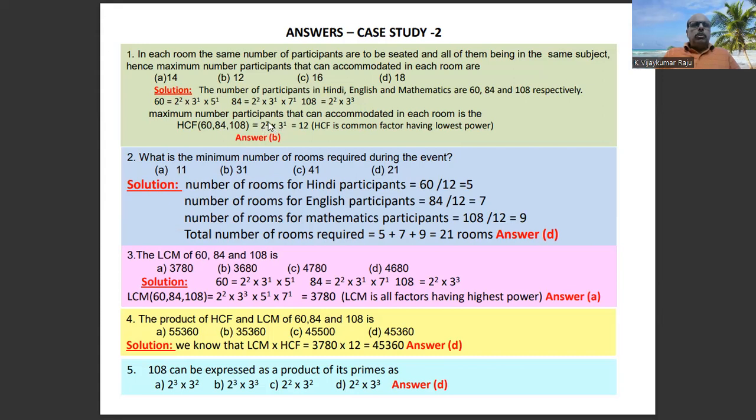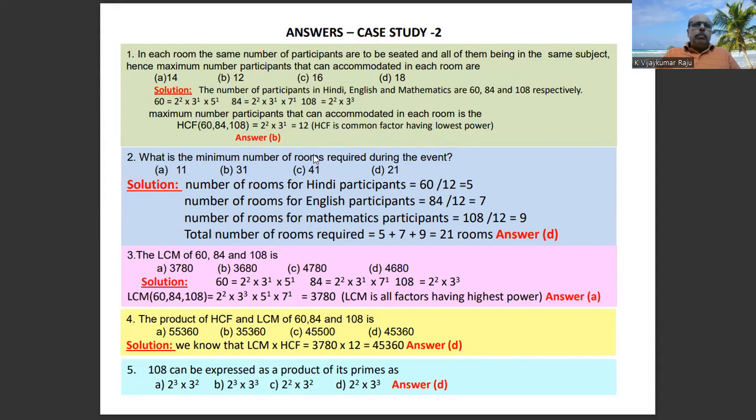That is 2 raised to 2 is 4. 4 into 3 is 12. So HCF is the common factor having lowest power. So that means 12 is the answer, there are 12 participants in each room. Okay, 12 participants means option B. So your answer is B.